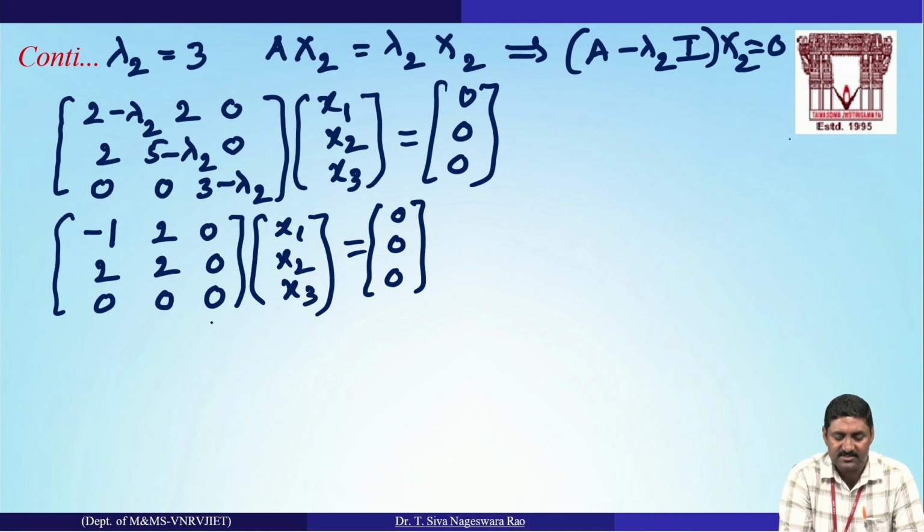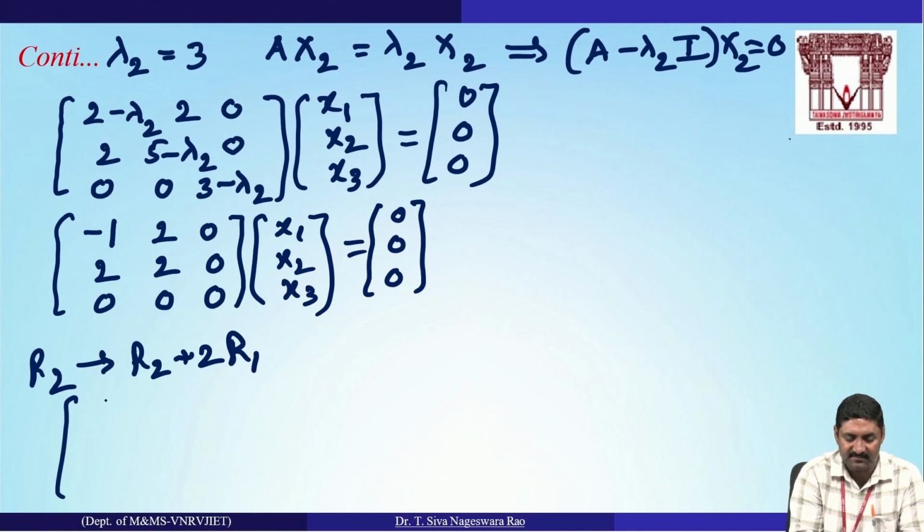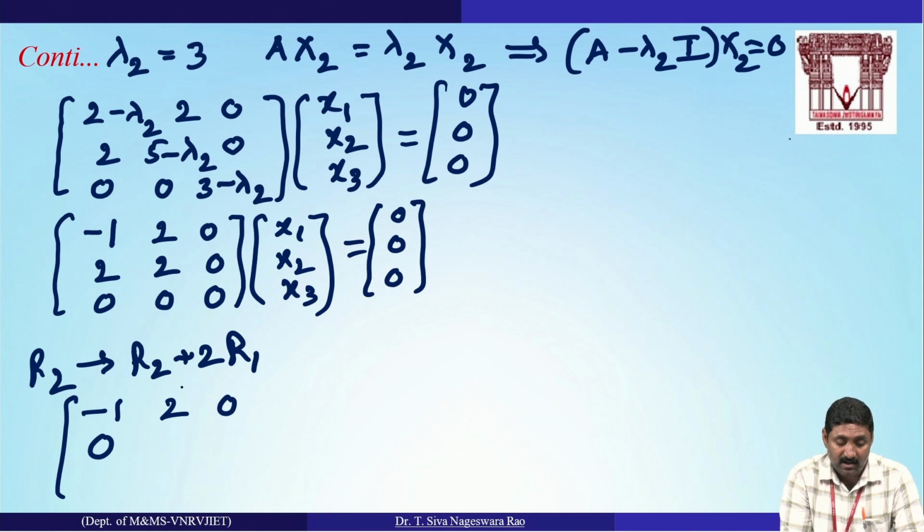By observing the last row, all the elements are zeros. Here, the matrix is not in echelon form. Our aim is to convert it into echelon form by using row transformations. Again, R2 goes to R2 plus 2R1. Hence, the resultant matrix is minus 1, 2, 0, 0, 6, 6, 0, 0, 0, 0.